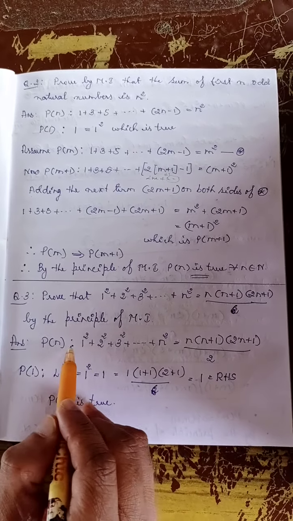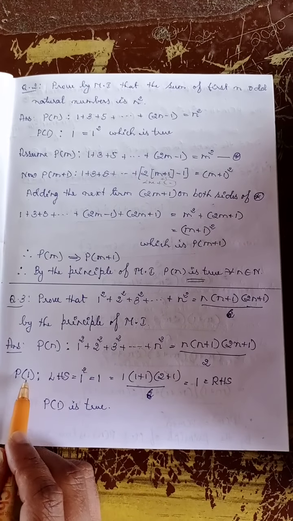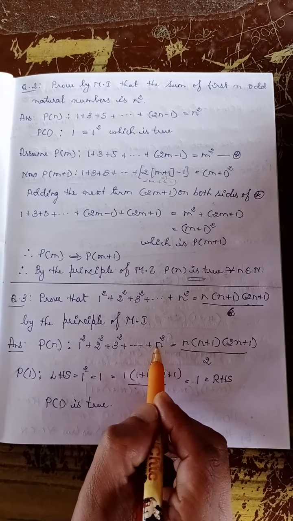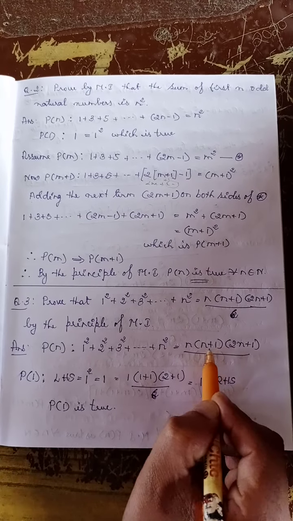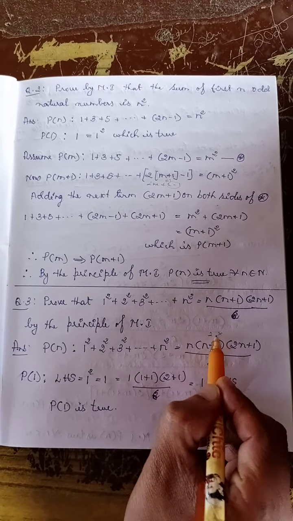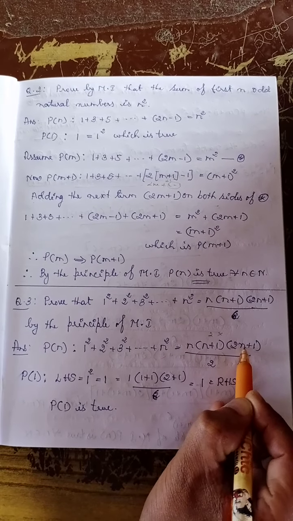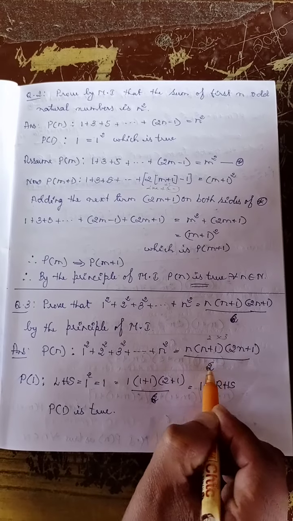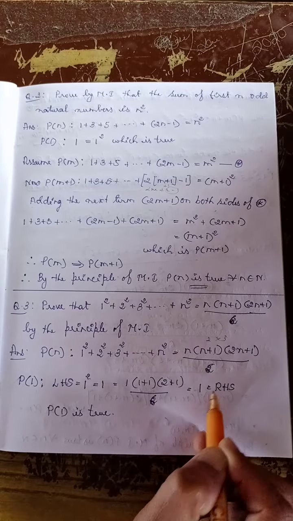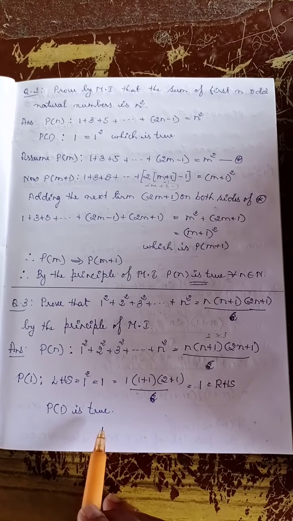The given statement we can always take as p of n. Verify p of 1 is true. Here n square means 1 square. The right hand side is 1 into (1 plus 1) which is 2, into (2 into 1 is 2, plus 1) which is 3. 2 times 3 is 6, divided by 6. So 6 by 6 is 1. Therefore p of 1 is true.